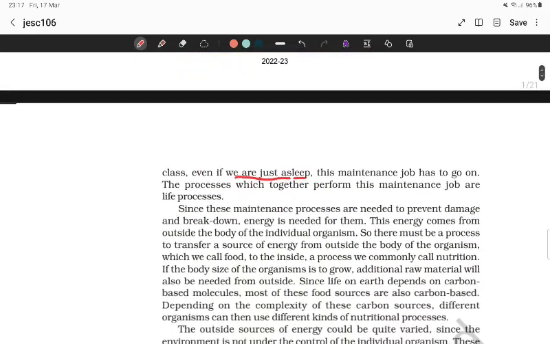Thus we can say that we are living, and the word living is used because of the various physiological activities taking place inside the living organism, and that makes up the life processes. Thus we can define life processes in this way: the processes which together perform this maintenance job are called the life processes.